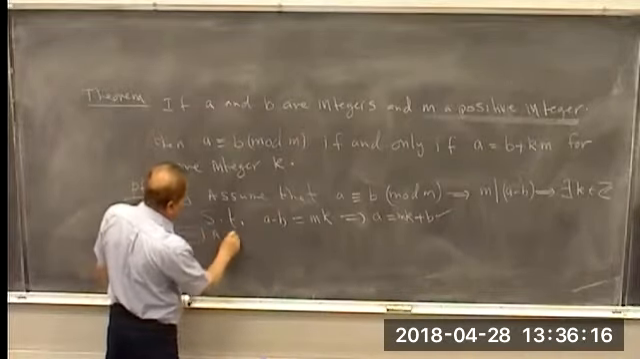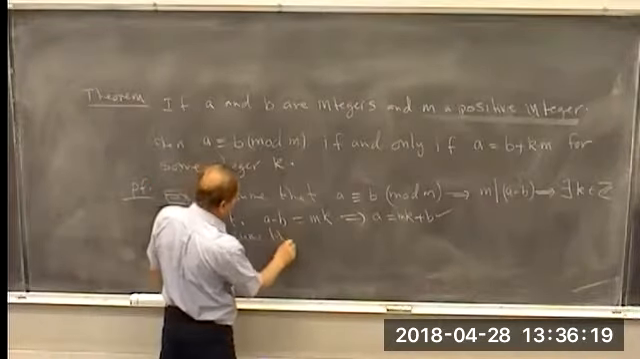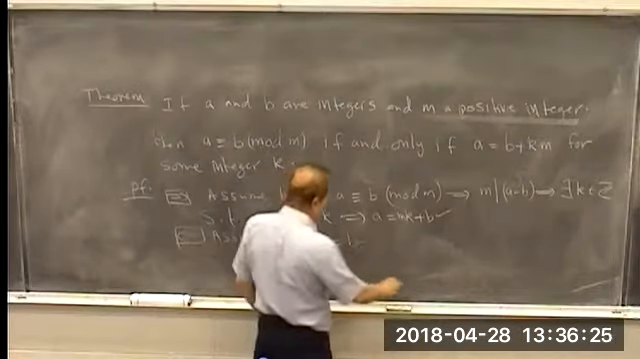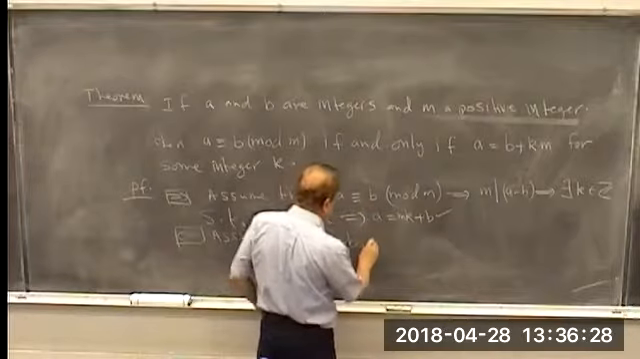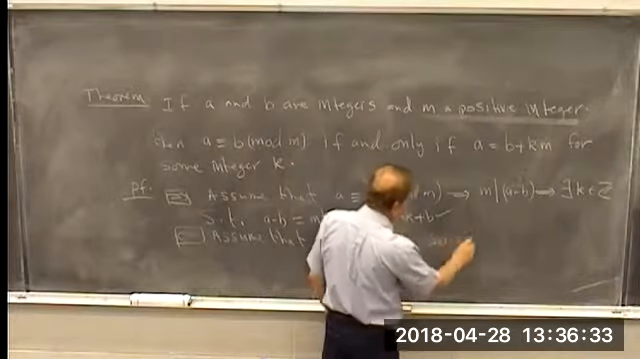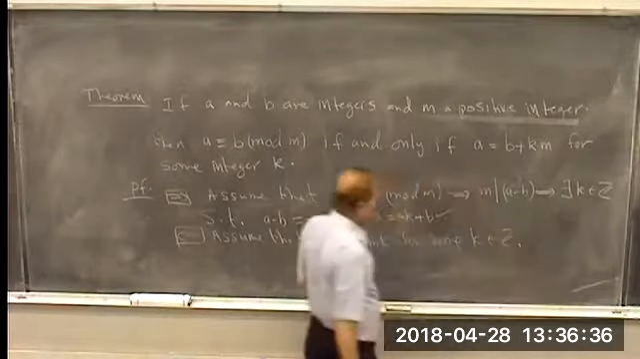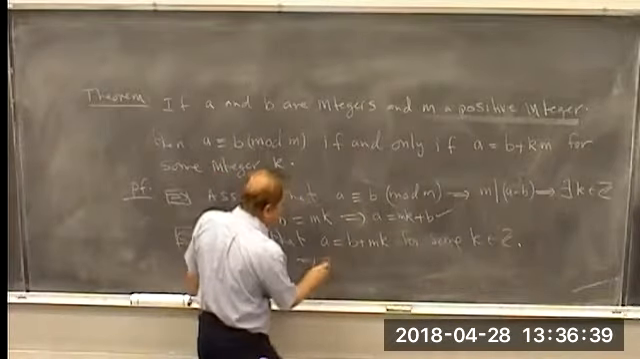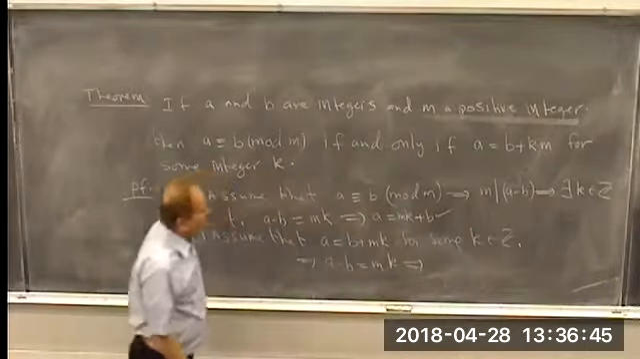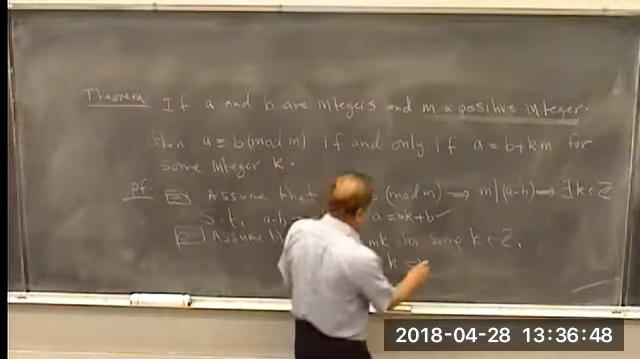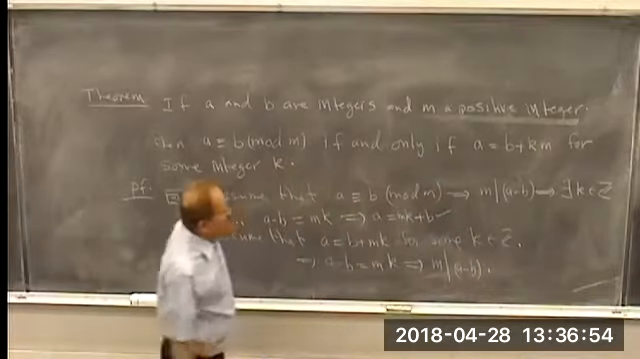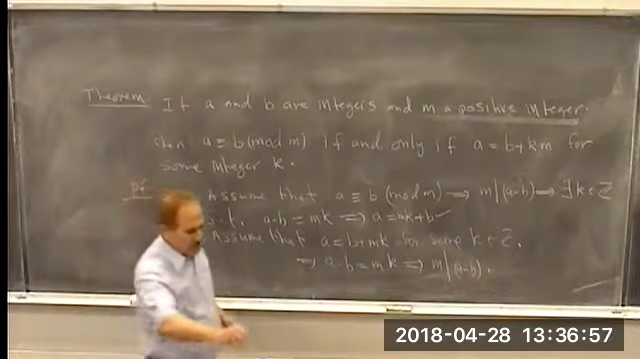Conversely, let's assume that A is equal to B plus MK for some K. Again, this implies as an equation that A minus B is equal to MK. And also we can express this by saying that M divides A minus B, because A minus B is a multiple of M. Okay, very straightforward.